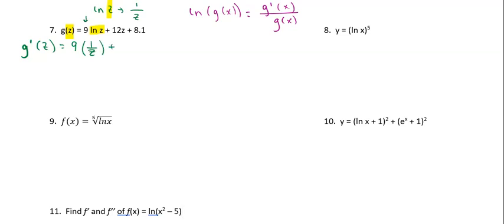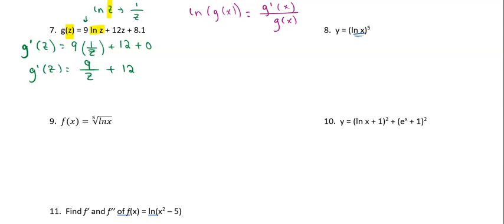The derivative of 12z is 12 and 8.1 is a constant. So the derivative of 8.1 is 0. We can clean this up a little bit. We have g prime of z equals 9 over z plus 12. And that's finished. We'll just leave it right there. Let's try again.